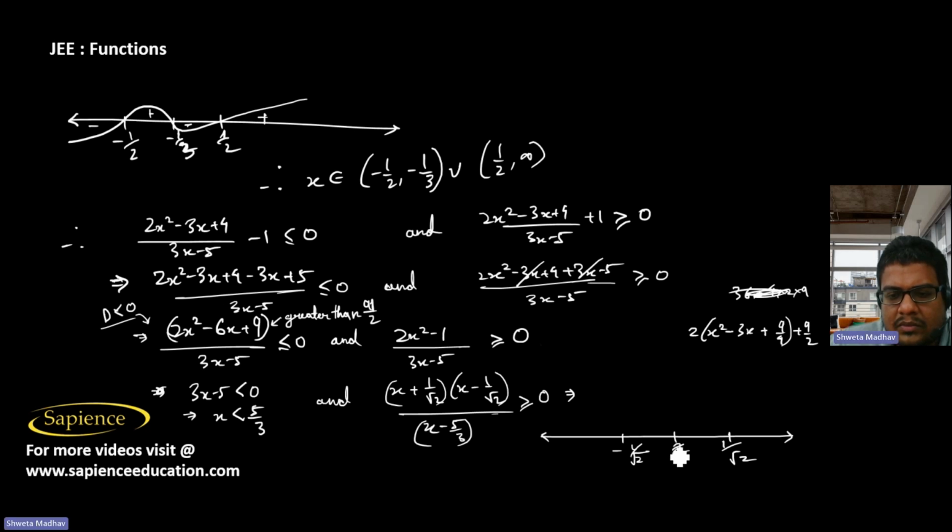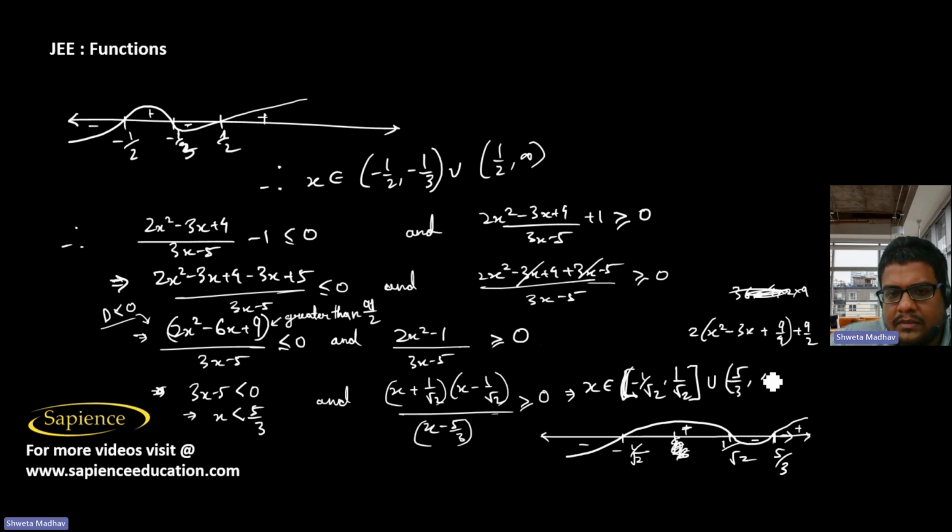Sorry, 1 by root 2 will be here and 5 by 3 will be somewhere here. So if we take some value which is more than 5 by 3, let's say we take 2, then all will be positive. So it is positive, negative, positive, negative. So we need the positive part only. So therefore x belongs to minus 1 by root 2 to 1 by root 2 union 5 by 3 to infinity.